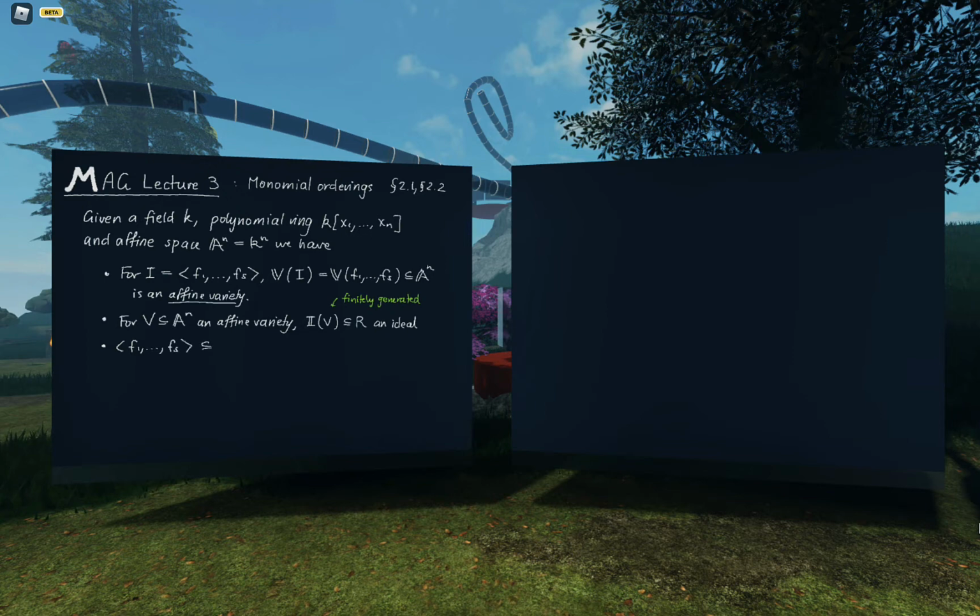In part because this procedure of doing V and then doing I may lead to something bigger. If you start with a set of polynomials, f1 through fs, take the associated variety, take its ideal, it definitely contains all the original polynomials, but it may be bigger.